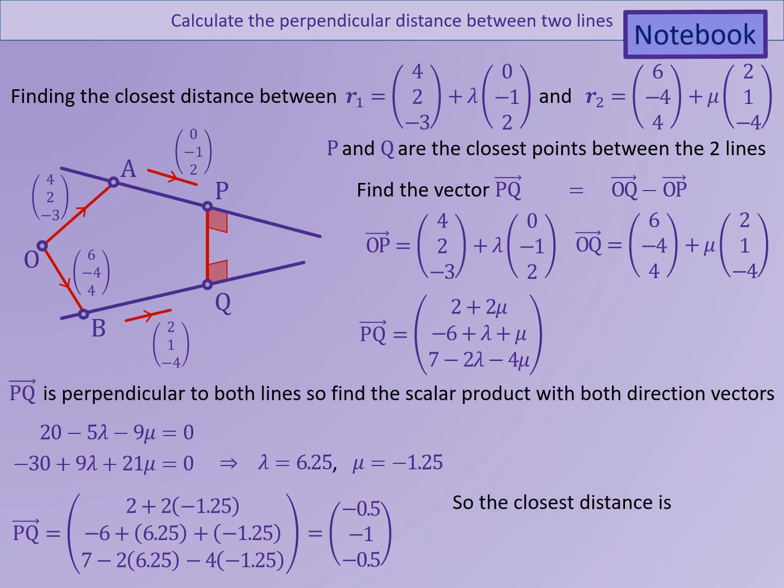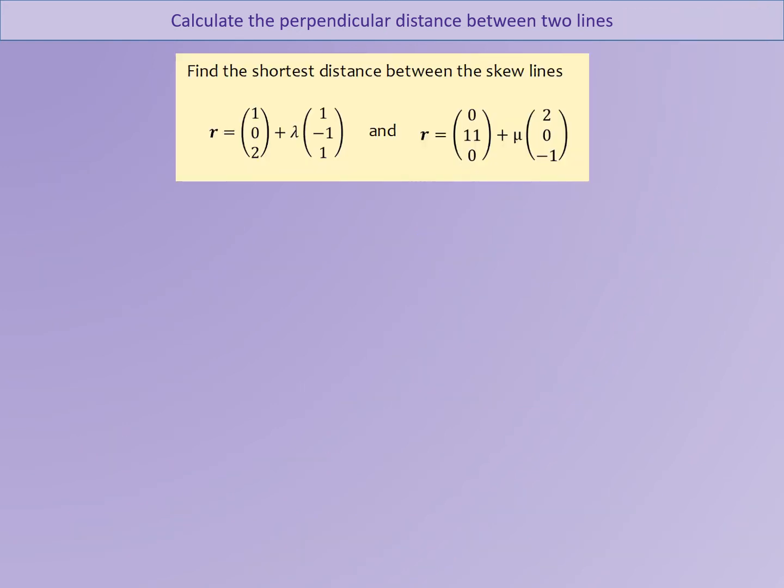The magnitude of PQ is root 6 over 2. So that is the shortest distance between the two skew lines. Now pause the slide and repeat the same process using these two lines.